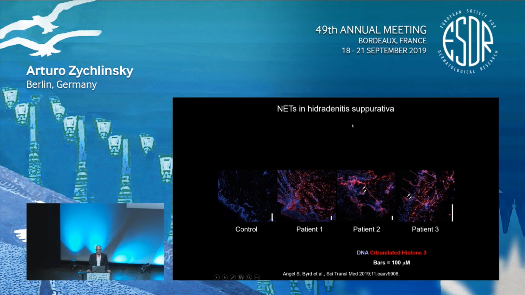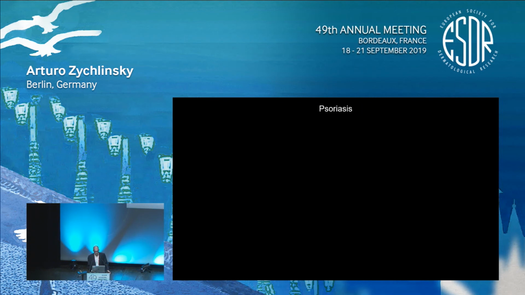This is a paper that came from the lab of Mariana Kaplan at NIH very recently, and she proposes that in hidradenitis suppurativa there is a very important net component. I just copied this image from her paper, showing that in control skin there is no net formation, but in histological samples from 4 different patients, she stains them with both a DNA dye and citrullinated histone 3, which is a marker for net formation. It is very clear that there are these structures present that are clearly nets. And in this paper, she also has information that destroying the nets ameliorates the disease.